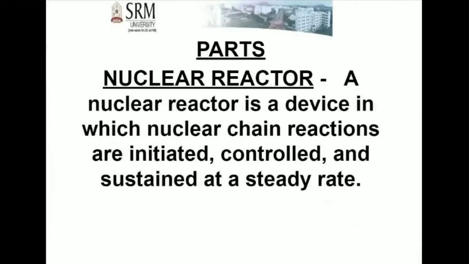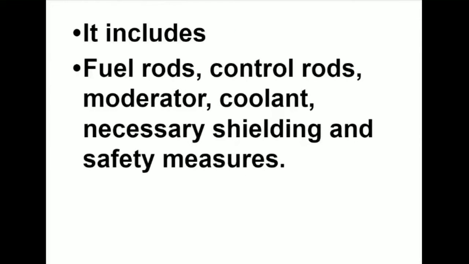In parts, the main part of a nuclear power plant is the reactor vessel or nuclear reactor. A reactor is a device in which nuclear chain reactions are initiated, that means started, then controlled and sustained at a steady rate. It includes fuel rods, control rods, moderator, coolant, necessary shielding and safety measures.